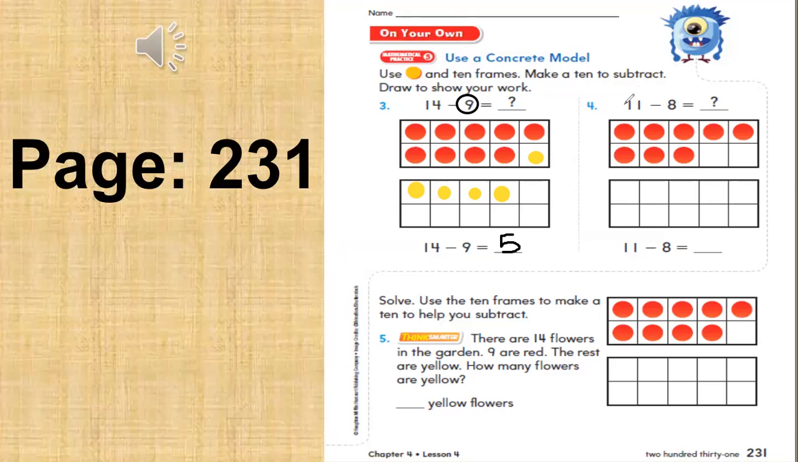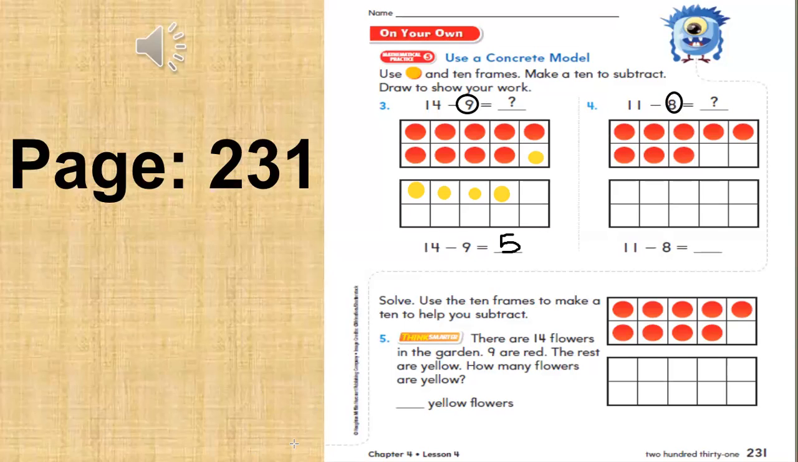Now we have question number 4. 11 minus 8. So again, we are going to take number 8. As you can see here, already the 8 counters are drawn. So now we are going to make till 11.